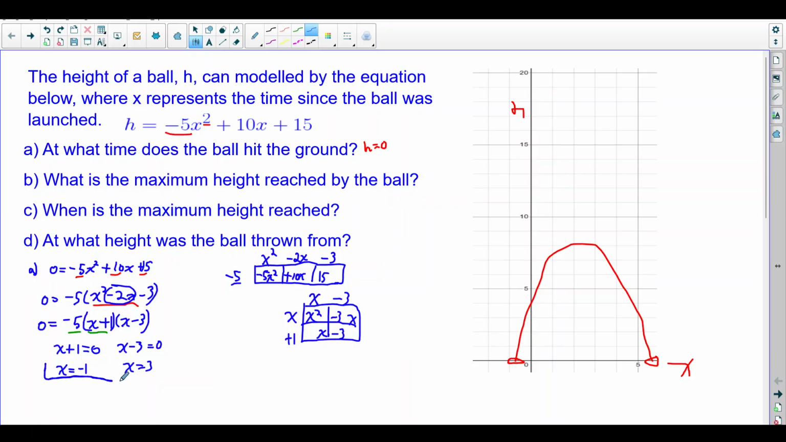So there are our two zeros, which tells us, I'll just add that to the graph. Maybe we'll get rid of the graph that we made over here as a rough guide, and we'll just add those zeros in. So we know that there is a 0 at positive 3, so 1, 2, and 3. And we also know there's a 0 at negative 1. So that's a parabola, it opens down. Let's move on to part B.